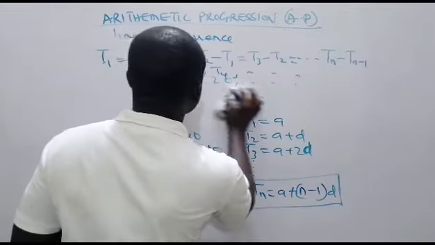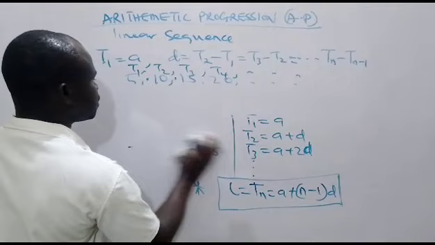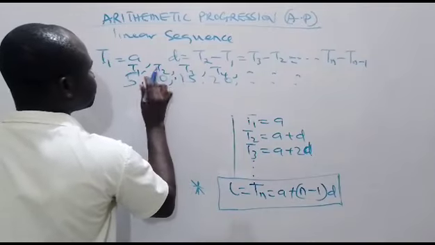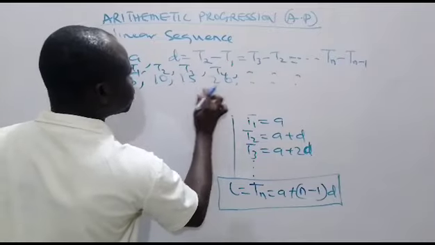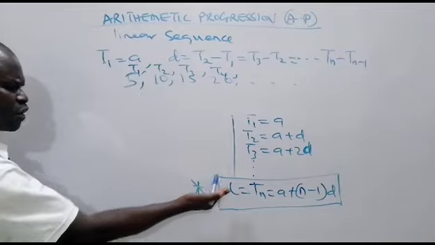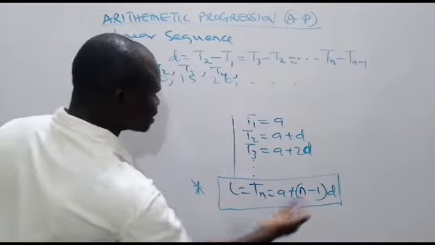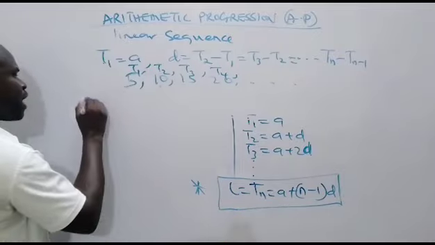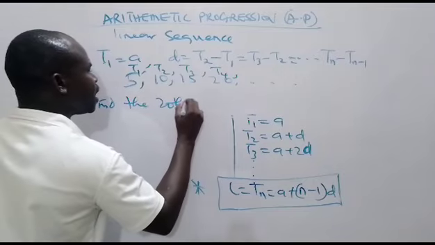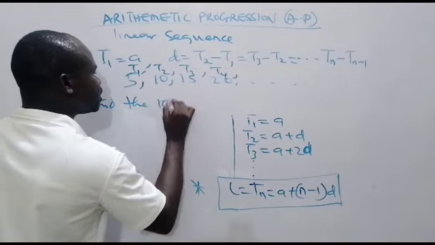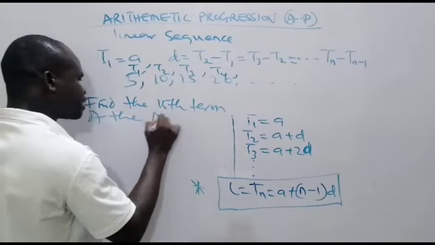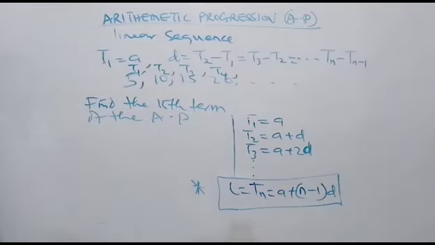We now go back to the given question. We have 5, 10, 15, 20, in that order. Since we know the formula to find the nth term or the last term, we can be asked to find the 20th or 15th term. Find the 15th term of the arithmetic progression, the AP.